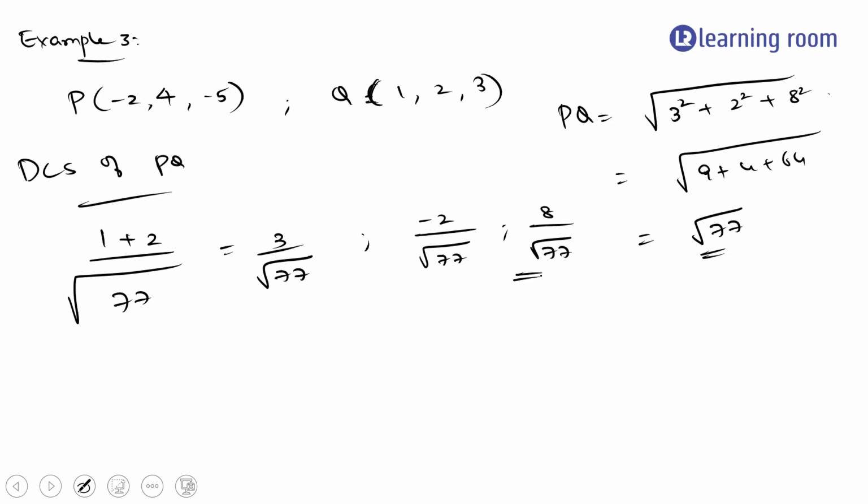So when you're applying the formula, be very careful. Don't write x1 minus x2. Always write it as x2 minus x1. Distance: root of x2 minus x1 the whole square. Apply that. 1 minus of minus 2, 3. So 3 square. 2 minus 4, minus 2 square. 3 minus of minus 5, 8.